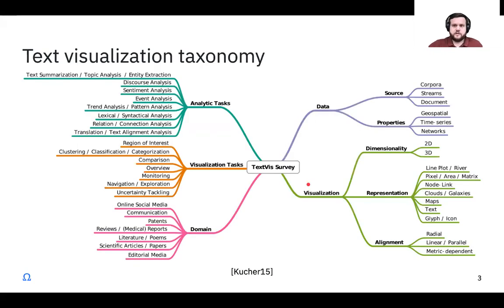So there has been a rather recent survey by Kucher and Collective in 2015 that has provided the first up-to-date complete taxonomy of text visualization and analytics. So we are going to go over this taxonomy to have a bit of a systematic approach towards unpacking what text analytics is all about.